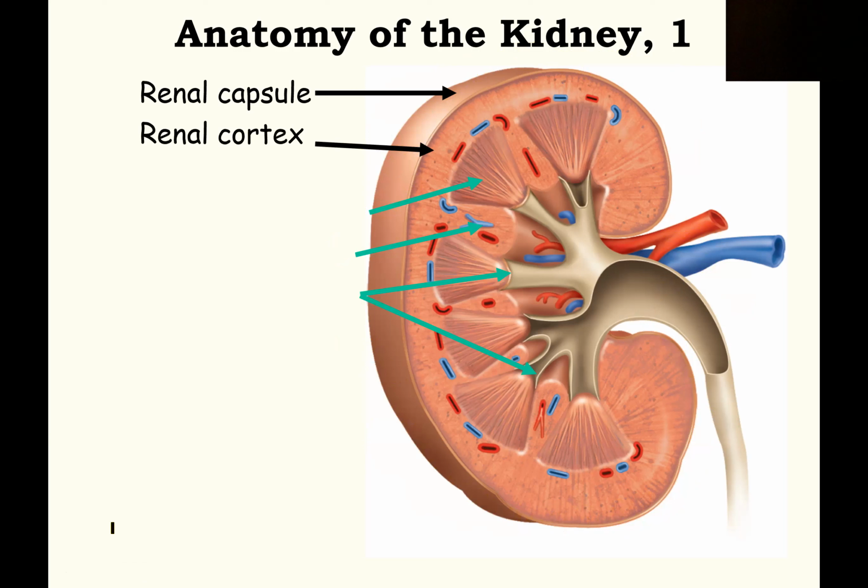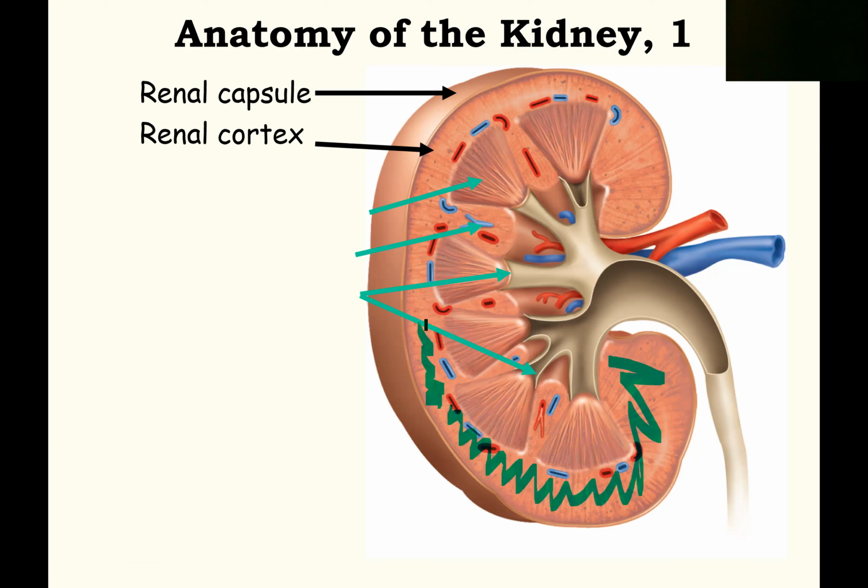Deep to the renal capsule, so it's the outer cover of the kidney, the renal cortex, on the other hand, is the outer region of the kidney. And that would be all of this. So the outer region is renal cortex. Outer cover is renal capsule. So the renal cortex is a mixture of simple squamous and simple cuboidal epithelia. So both simple squamous and simple cuboidal epithelial.